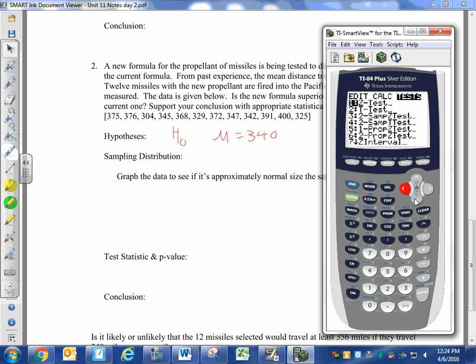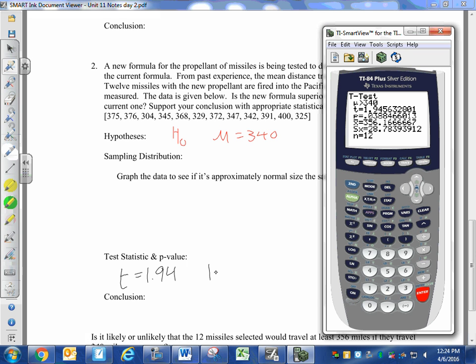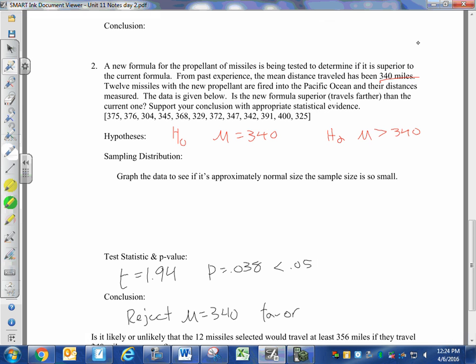STAT, TESTS, T-Test. Boom, boom, boom, boom, boom. Here we go. We get a p-value of 0.03. We get a t-value of 1.94. This is less than the significance level of 0.05, which we use, so we will reject this. We will favor that our new propellant works better than the old propellant.